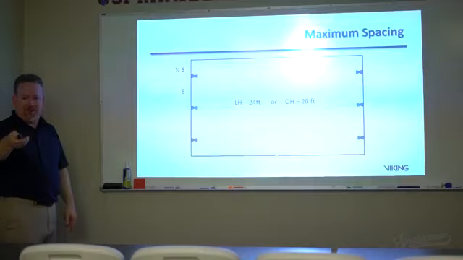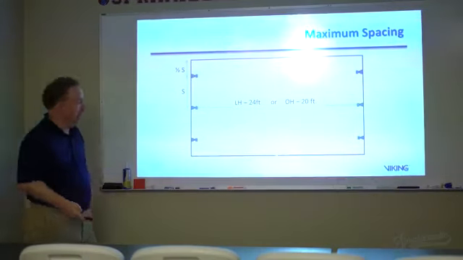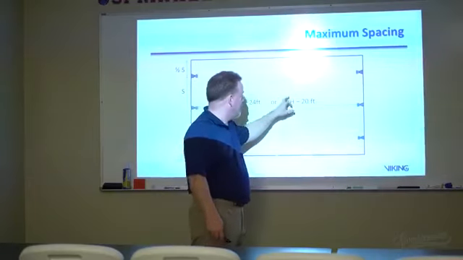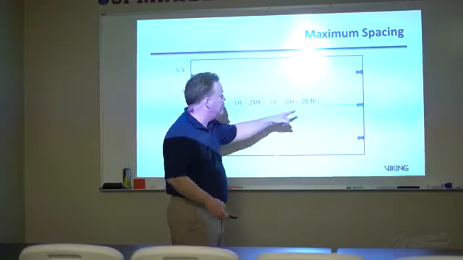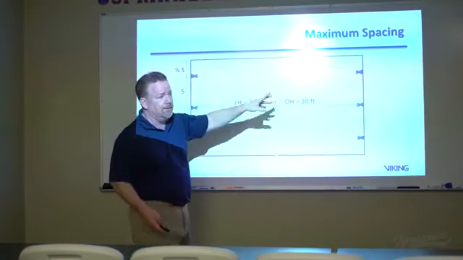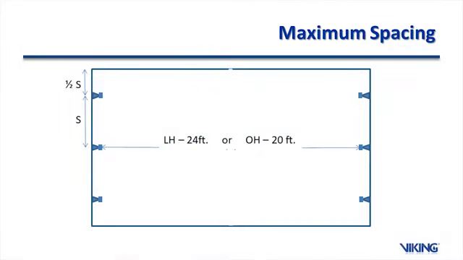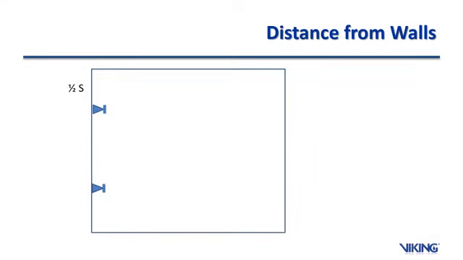This is what you were talking about earlier today. For light hazard or ordinary hazard occupancies, you can put sprinklers on each side, spraying into the middle of the room: 24 feet for light, 20 for ordinary hazard. This can go all the way to a 4-inch minimum.